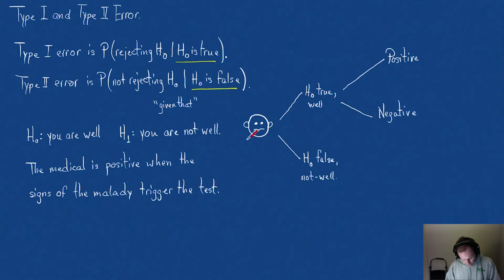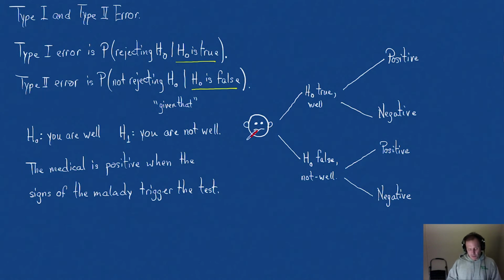Now, let's just complete the tree, and then we'll go through this thought process. So the other thing that could happen is you go in and you actually are sick. You take the test. Well, two things could happen there. The test either comes back positive or the test comes back negative.